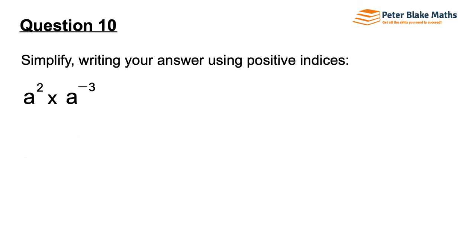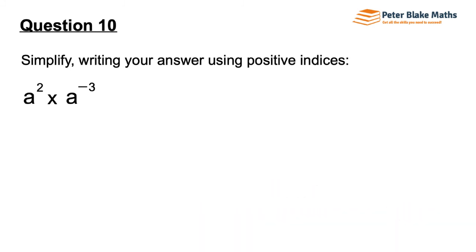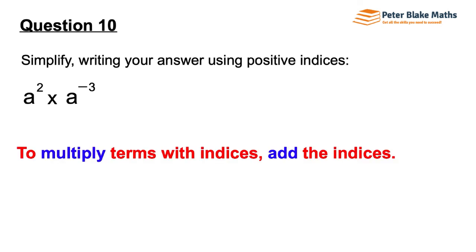Question 10. Simplify writing your answer using positive indices a squared times a to the power of minus 3. To multiply terms with indices, we add the indices. So if we add 2 and minus 3, we're taking away more than we've got there, so we end up with a to the minus 1.